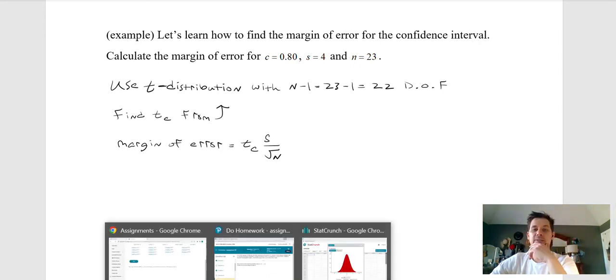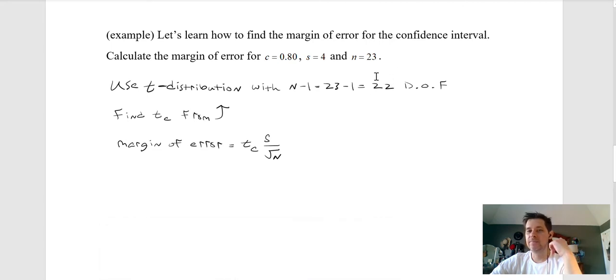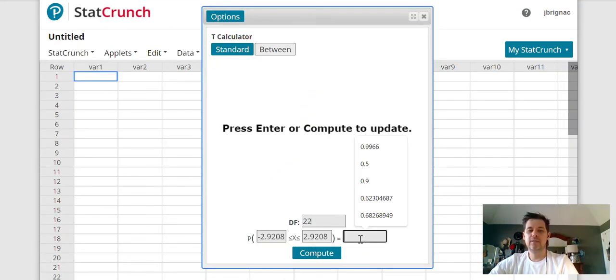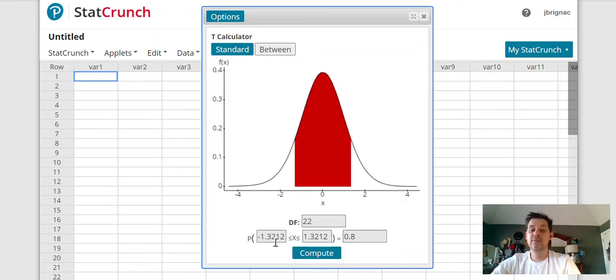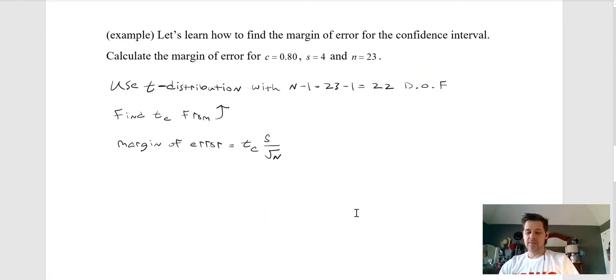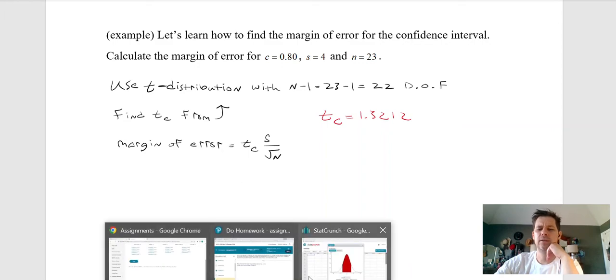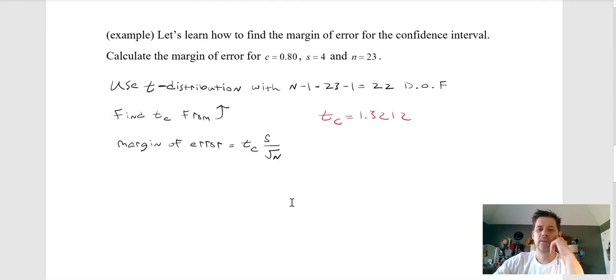I'm going to open my t distribution again, and I want 22 degrees of freedom and 80% confidence. So let's see. 22 here. DF is degrees of freedom, and 0.8 for my confidence, and I get 1.3212 for my critical value TC. Okay, I'm going to write that down here. TC is 1.3212. All right, am I remembering that correctly? 3212.